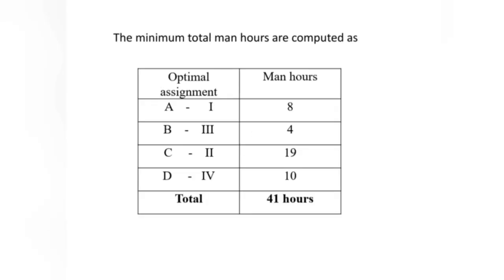You can compile the solution like this. Person A is allotted task 1, and he has 8 hours to complete the job. Person B is allotted task 3, with a working time of 4 hours. Person C is allocated job 2, taking 19 hours. Person D is allocated the fourth task, and he will take 10 hours to complete the job. So all the jobs will be completed in 41 hours. This is the optimal solution of the assignment problem.